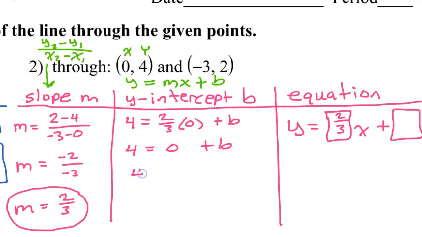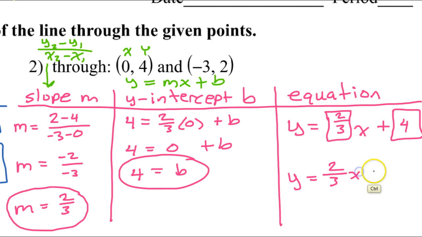So that's going to give me 4 is equal to b. So now we have the y-intercept, which is 4. So we can go ahead and put that right here. So the final answer is y is equal to 2/3 x plus 4.